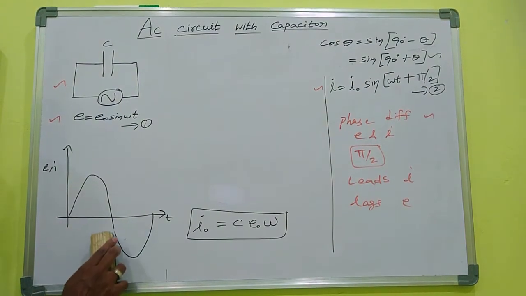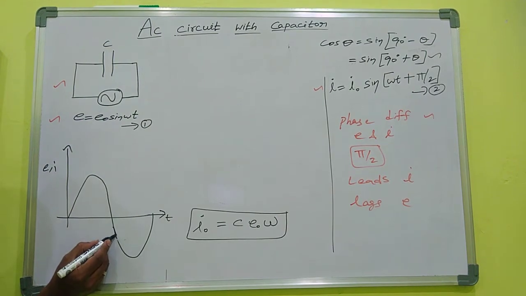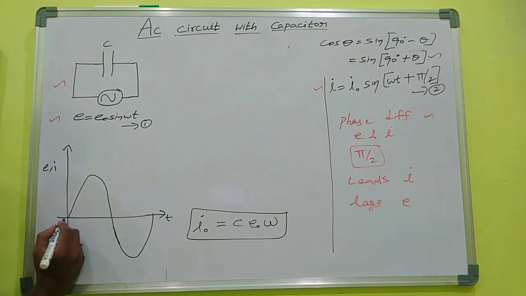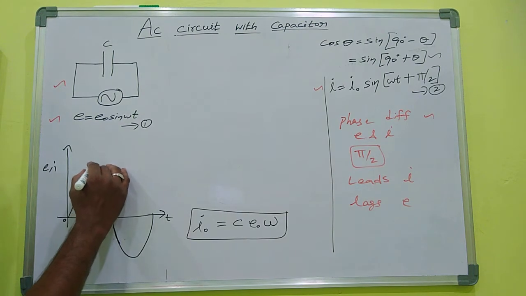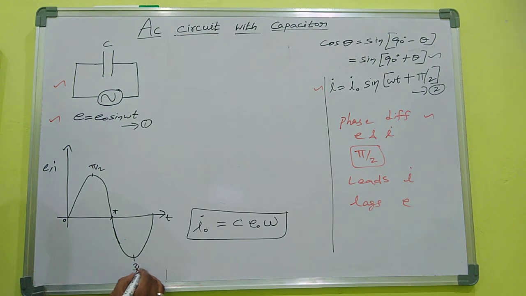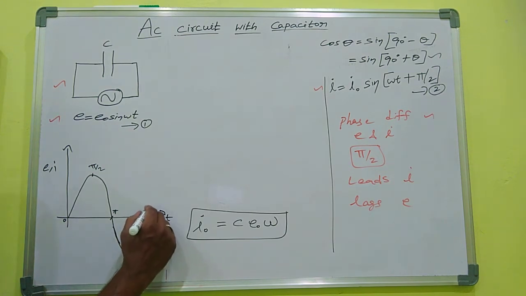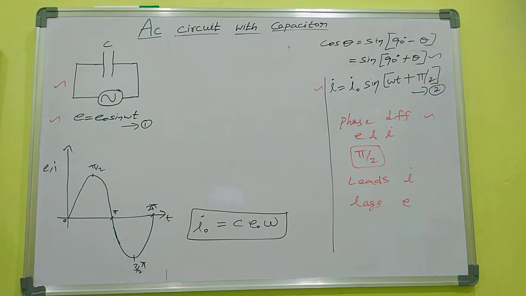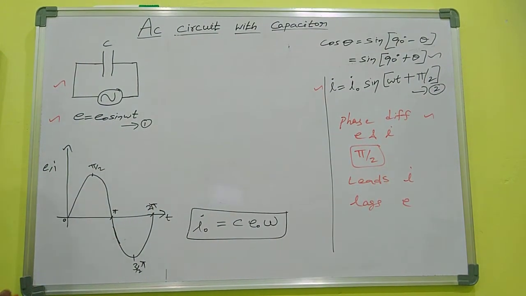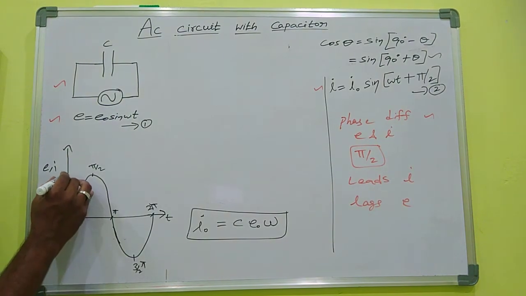Wave for current, then the wave for current is... Before that we are marking the phase 0. This is pi by 2. This is pi. This is 3 by 2 pi, and this is 2 pi. Okay, there is a phase difference between the current and EMF. The leading is current, so the current starts from here. Yes, at this point the current starts.